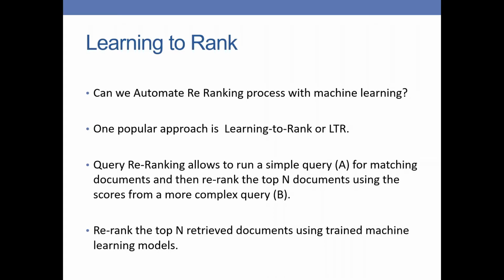One of the popular approaches is learning to rank, or LTR. It uses a query re-ranking approach of running two queries. First, query A returns the list of documents which matches the given query. Then re-rank the top n documents by running a complex query B. If we link it to LTR, then query B re-ranks the top n retrieved documents using the trained machine learning model.